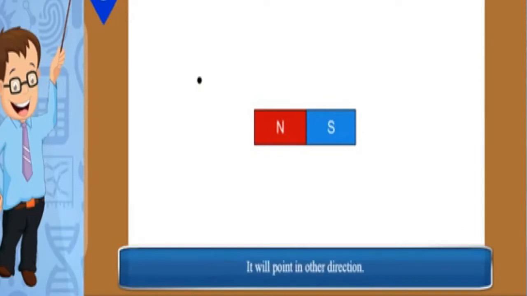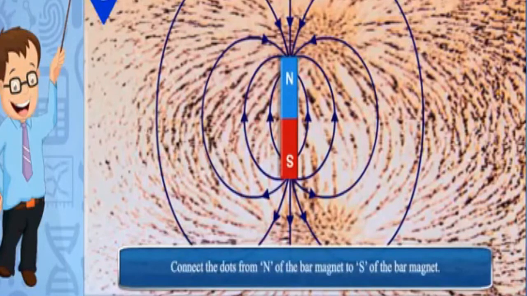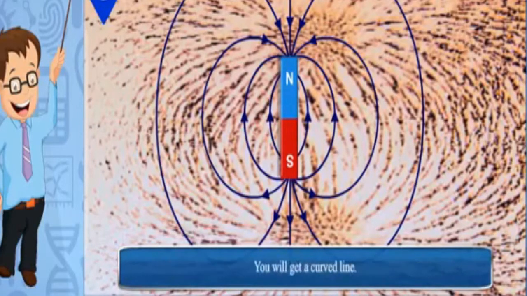It will point in another direction. Again, put a dot at the north pole of the compass needle. Repeat the process till you reach the south pole of the bar magnet. Connect the dots from N of the bar magnet to S of the bar magnet. You will get a curved line.